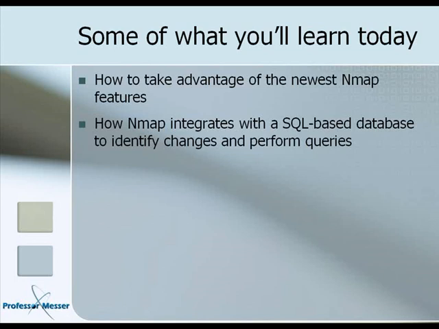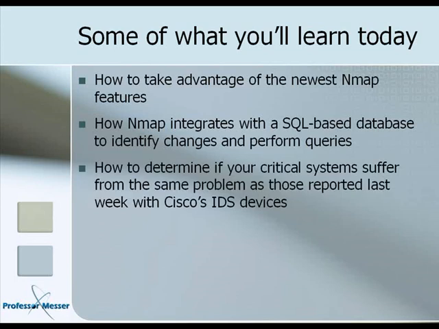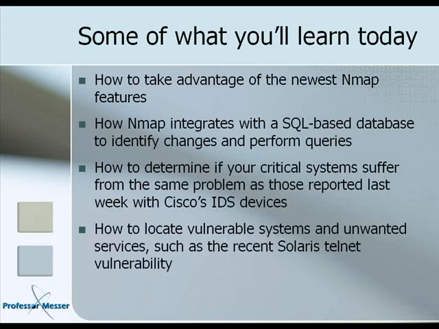We'll also talk about an interesting story last week with Cisco's IDS devices and how you might be able to be better prepared for problems that might occur similar to the ones that were found with this particular vulnerability. Also last week was a very interesting one dealing with Solaris, and there was a telnet vulnerability, one that was very, very basic, almost surprising. It turned out to be a very old vulnerability that cropped up again, and I'm going to show you how you can find those vulnerable systems and those unwanted services just using nmap.